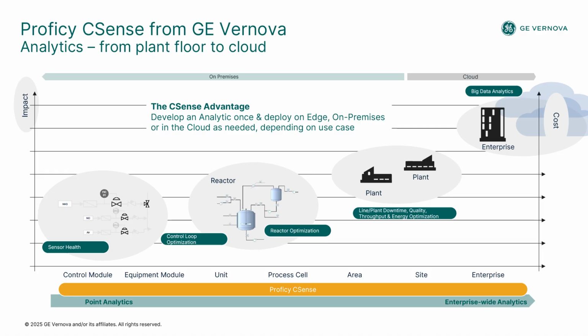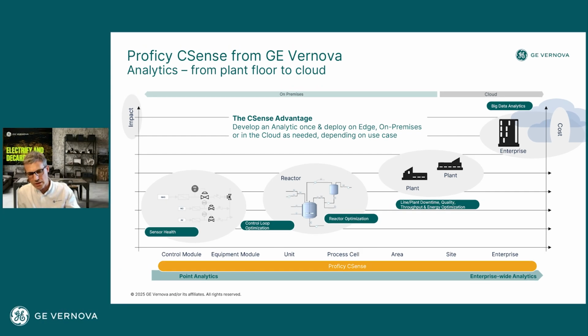So what that means, if you choose CSense, you will never be stuck in a cul-de-sac where you are stuck in the cloud on a software platform that cannot deploy on premise for real-time use cases, or you are stuck on premise and you cannot serve your cloud use cases.